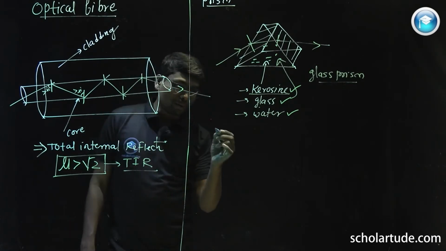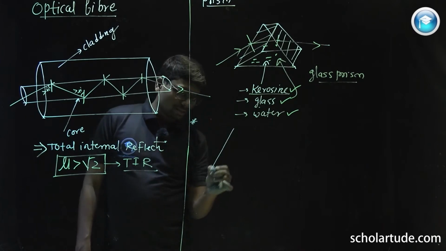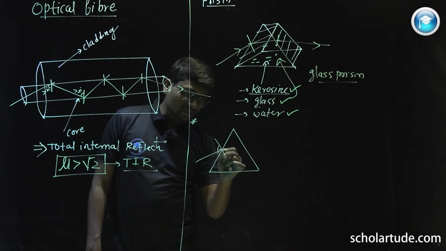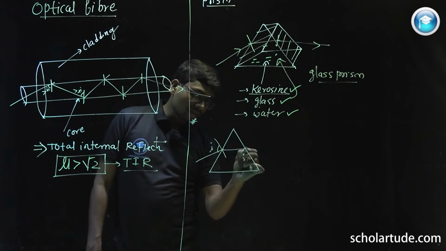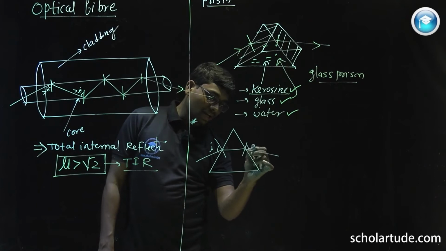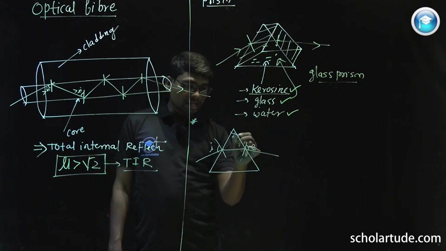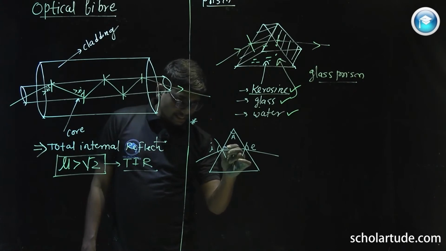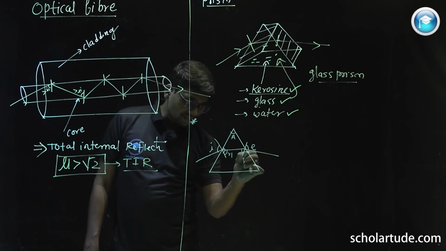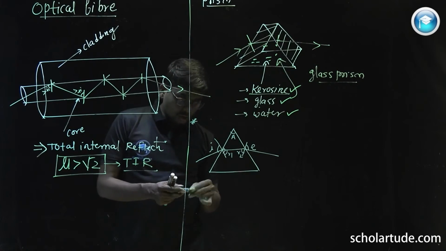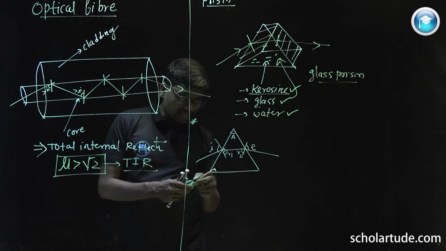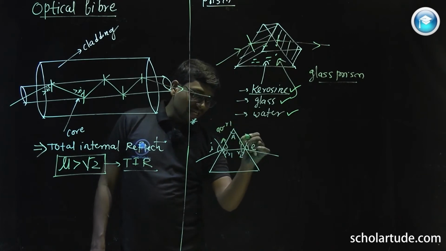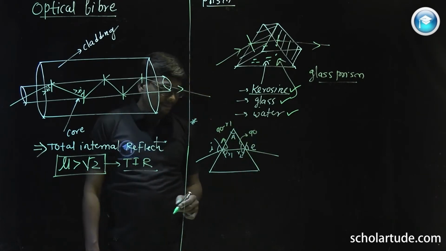Now let's see some important concepts related to prism. This is the prism cross section. Now light is entering like this. Suppose this is I. Light goes like this. It is called the angle of emergence. Now suppose this is angle A. So this angle is 90 degrees and suppose this is R1 and this is R2. So this angle would be 90 minus R1 and this angle is 90 minus R2.